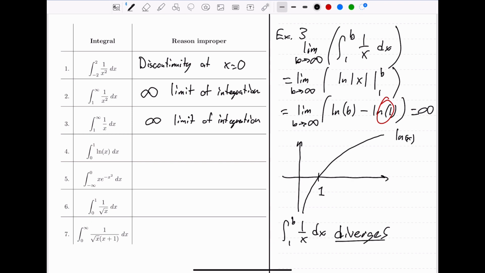For example 4, we have the integral of the natural log function from 0 to 1. And actually, if we look at our little picture here, there's the graph of natural log. The area that we're looking at is this area right here, the integral from 0 to 1. We want to determine whether or not that is a finite area. Now, what's the problem with this integral? Why is this improper? Well, the issue is at 0. Natural log of 0 is undefined. So we have a discontinuity at 0.